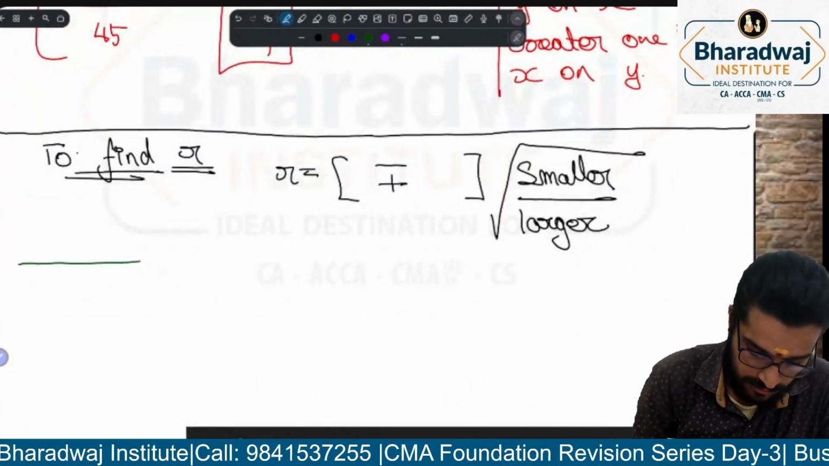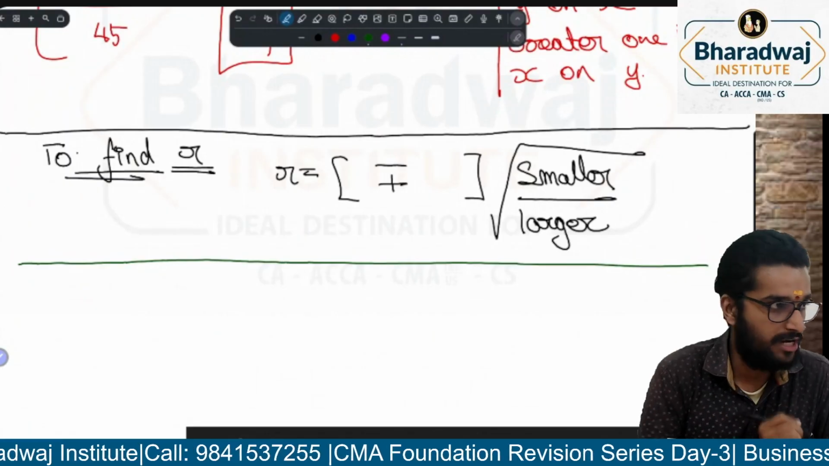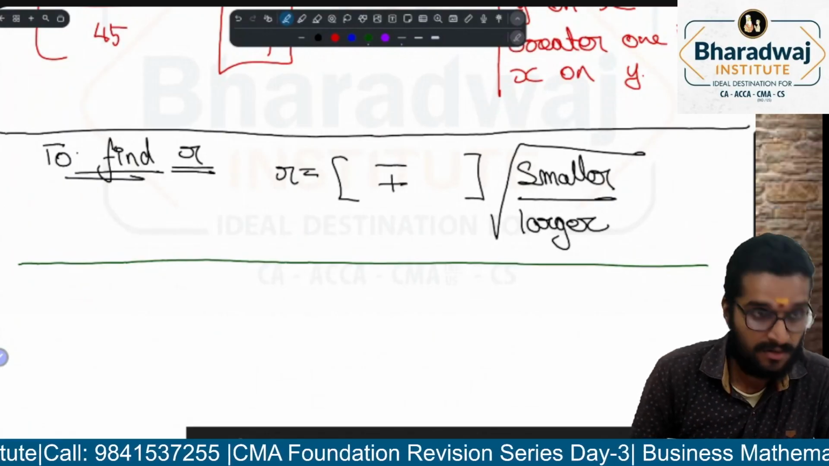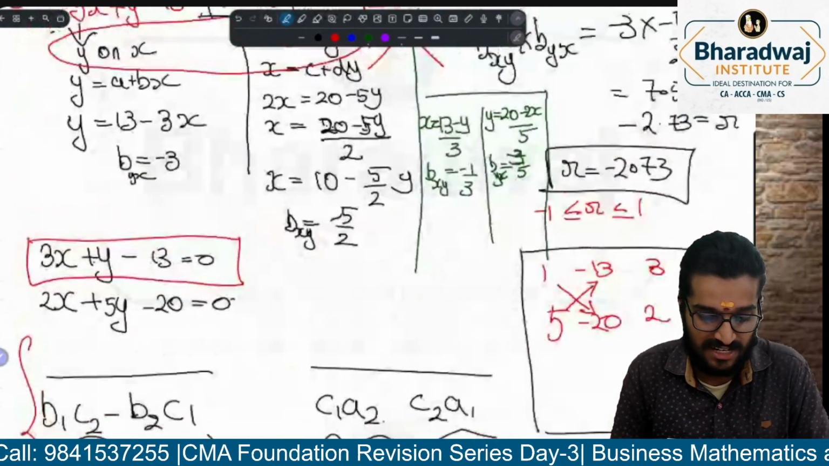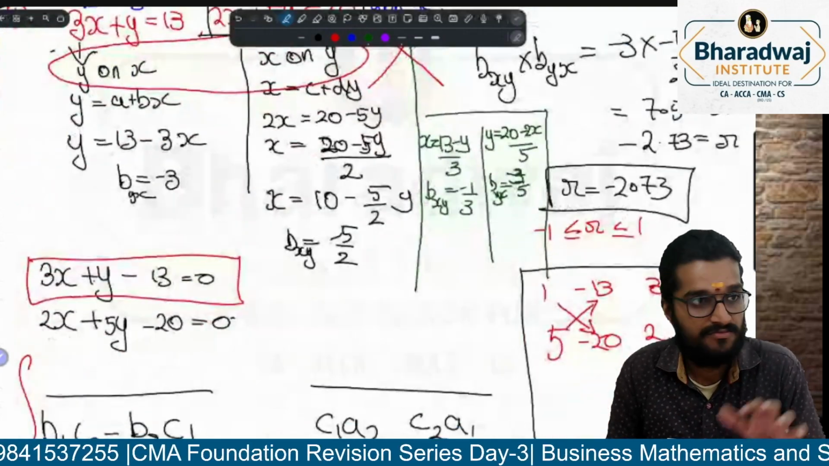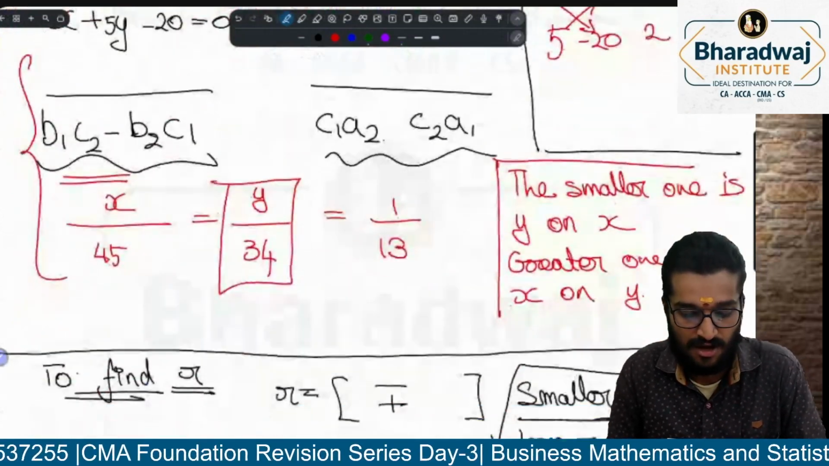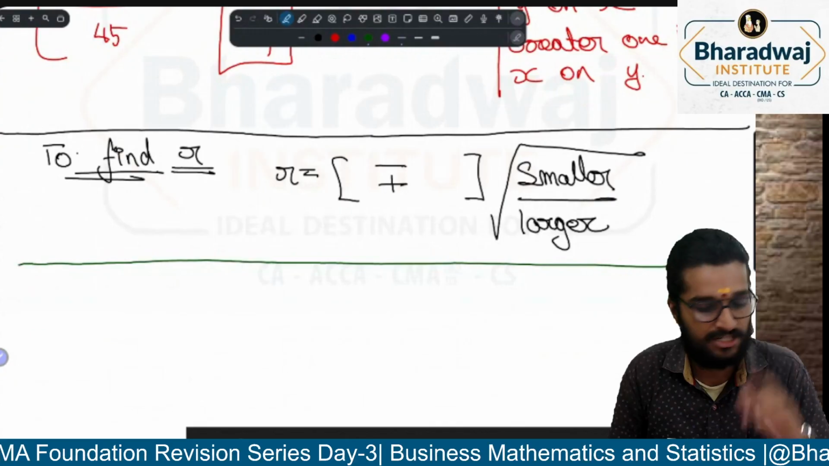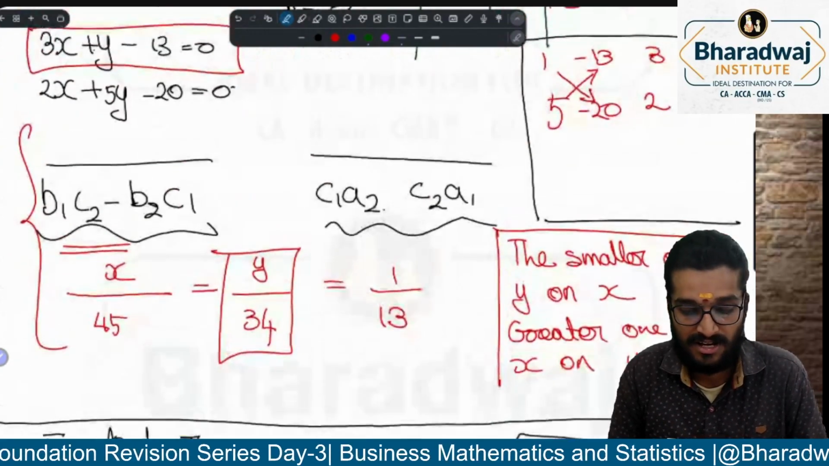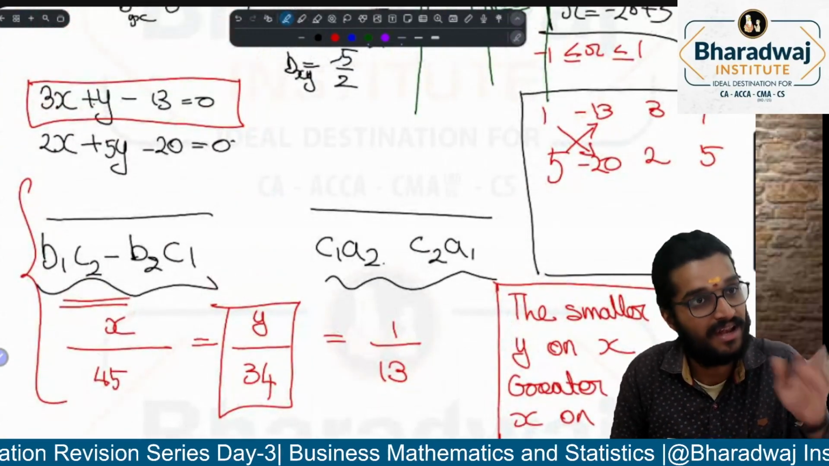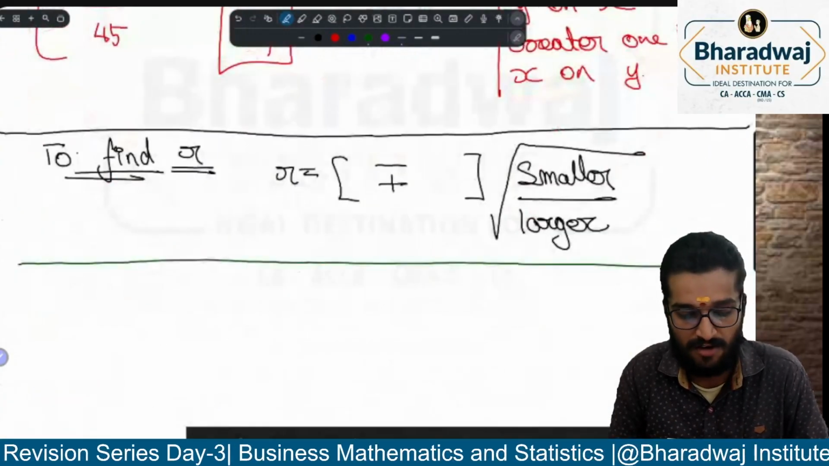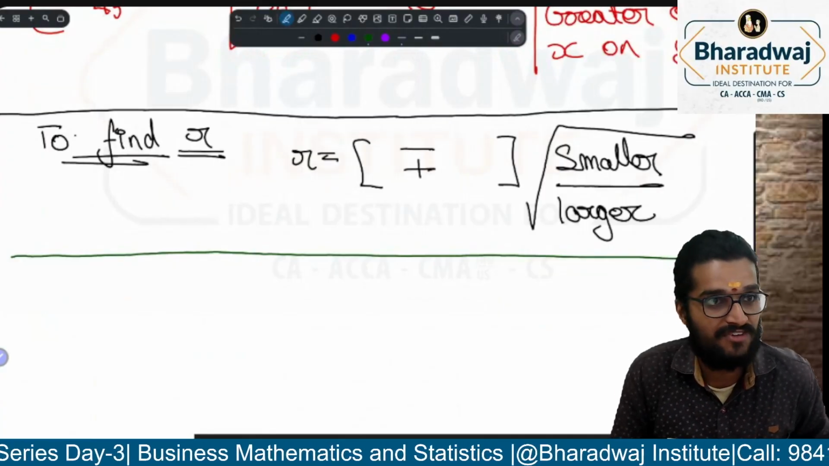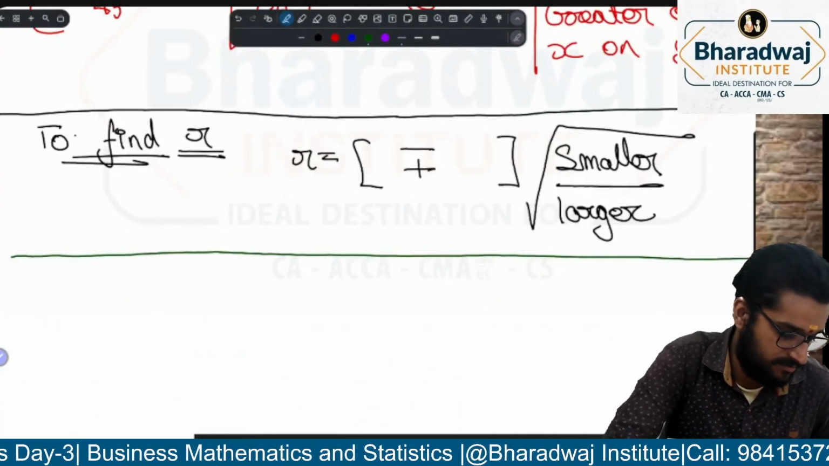Now, let me tell you one more trick to find which one is which regression coefficient. Like we discussed the trick to find the correlation coefficient, now we can discuss how to find the regression coefficient. In the earlier case we discussed only how to find a regression line. Now we are going to discuss how to identify such regression coefficients. Let's discuss.